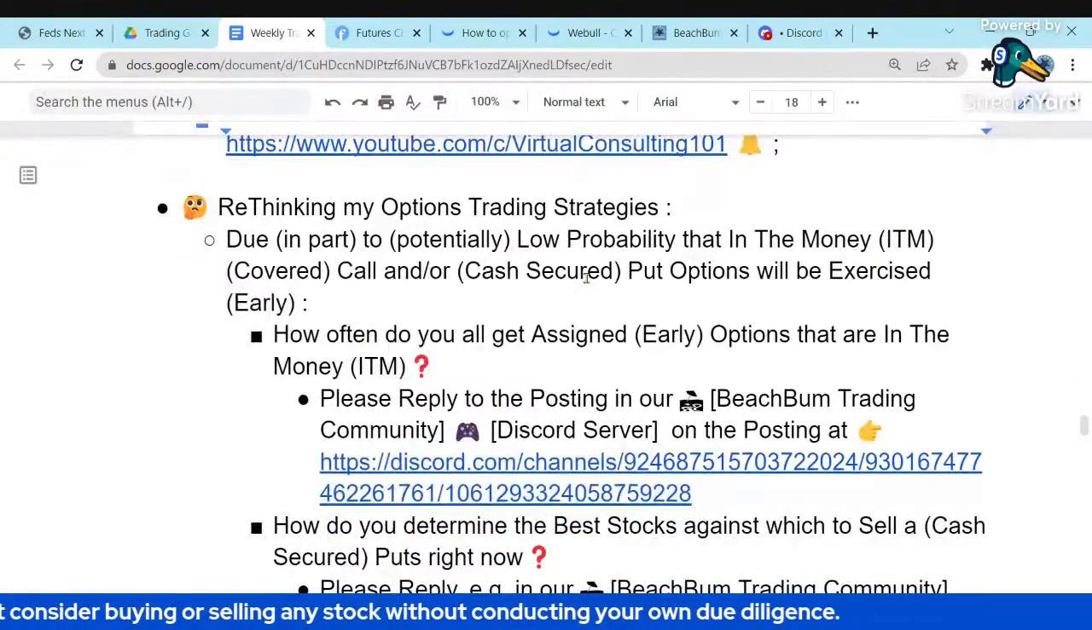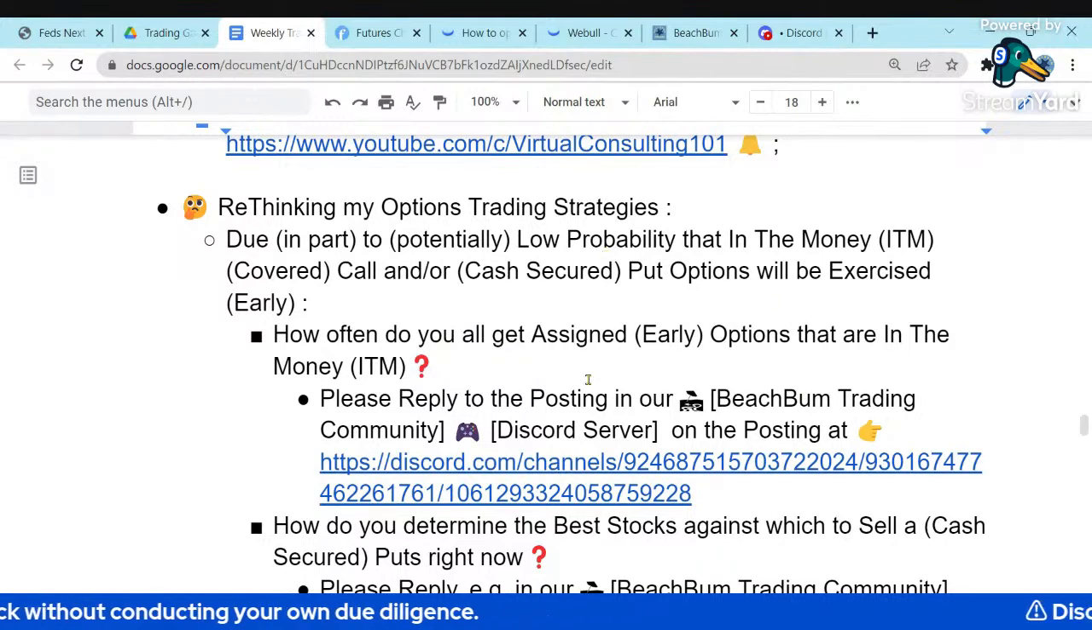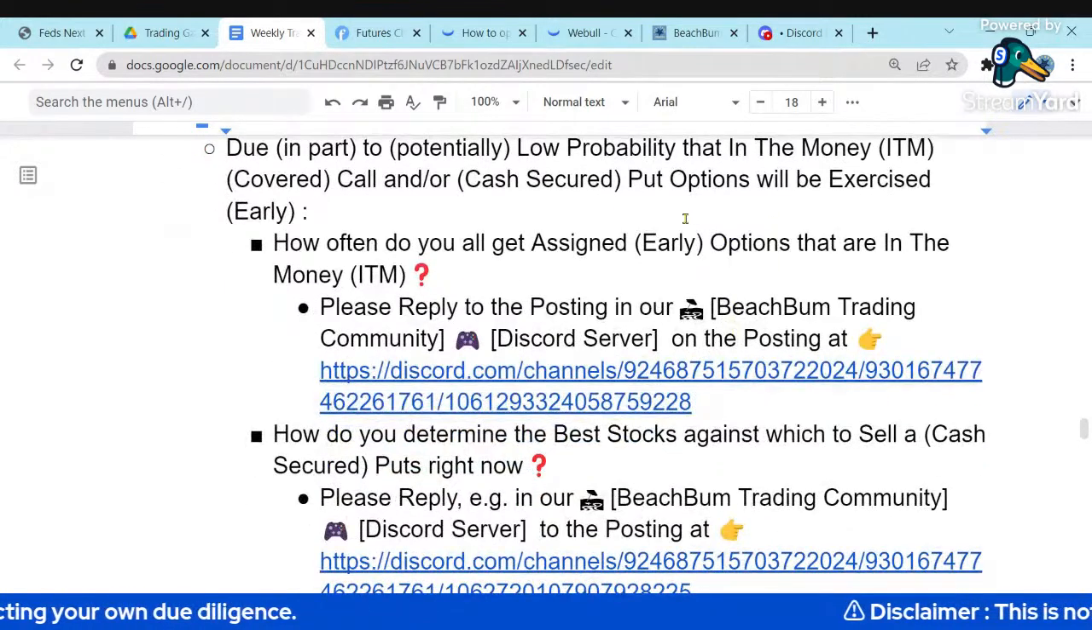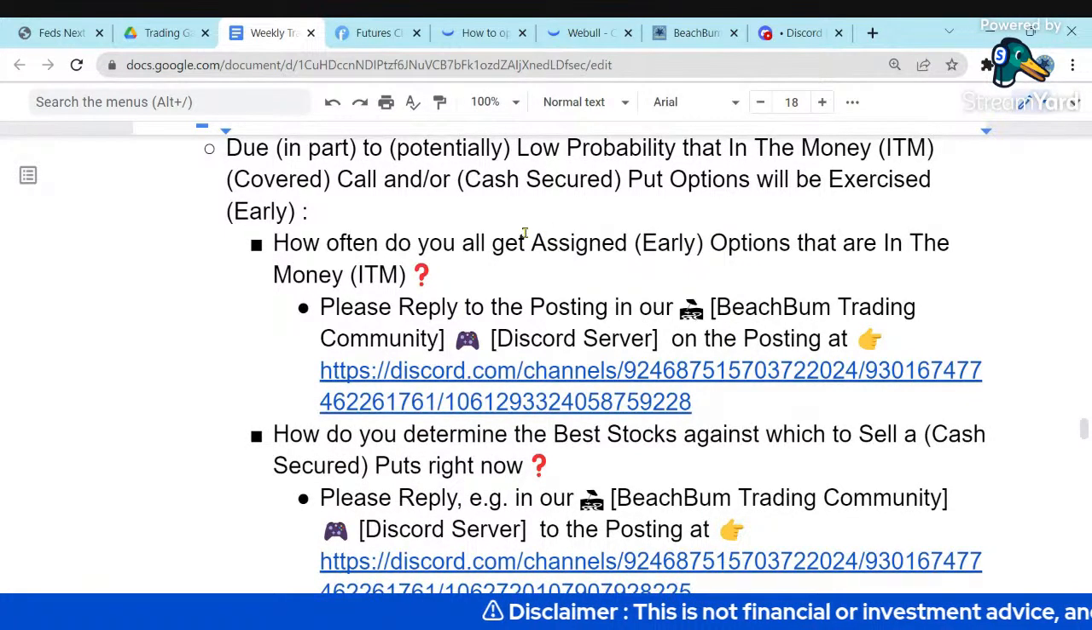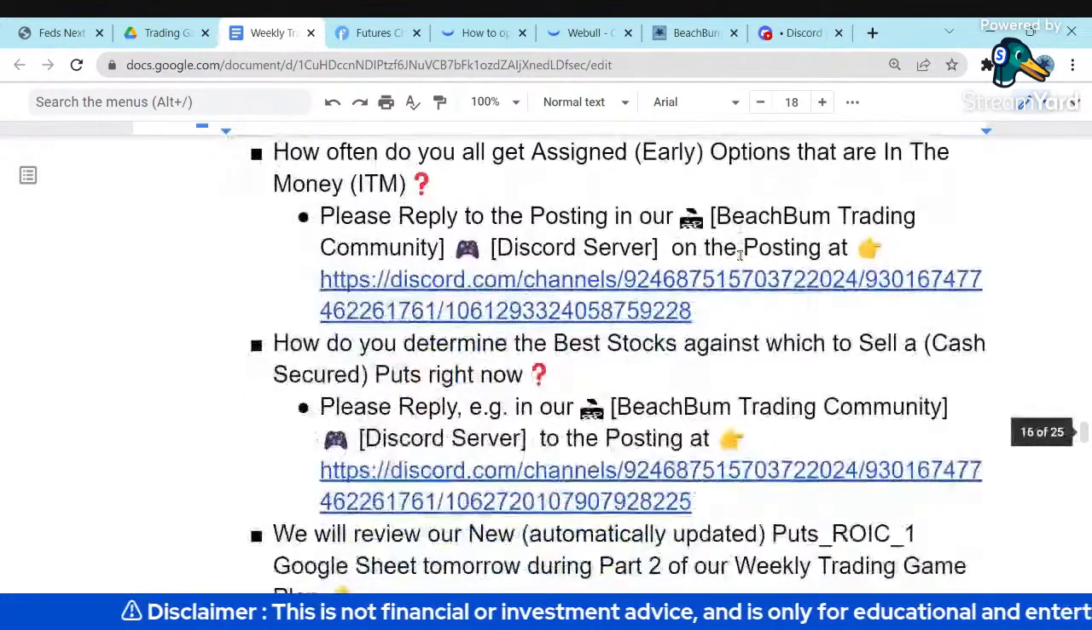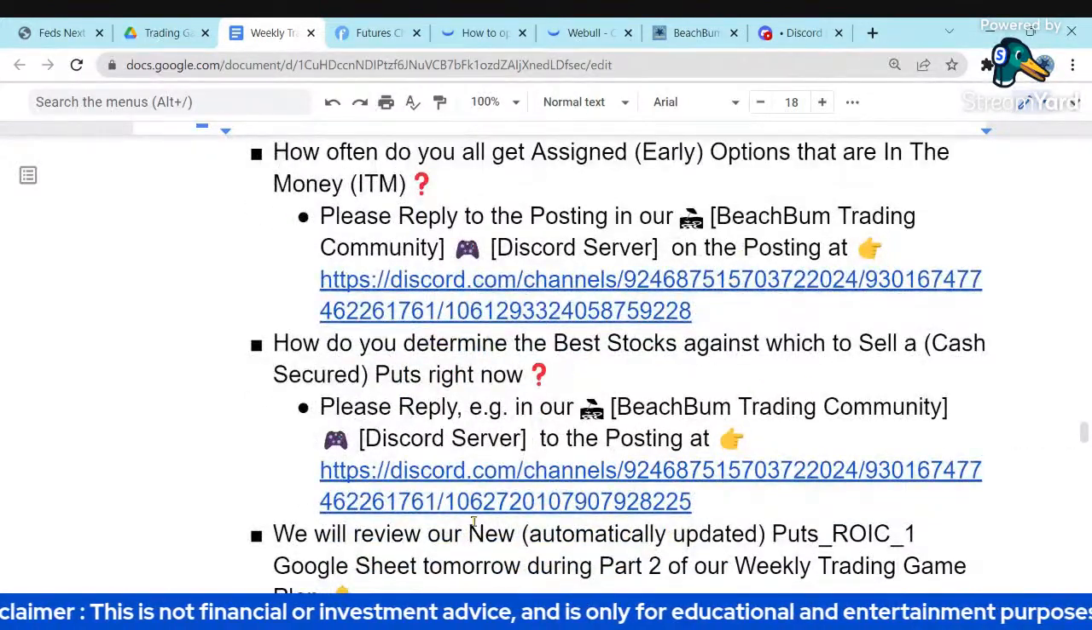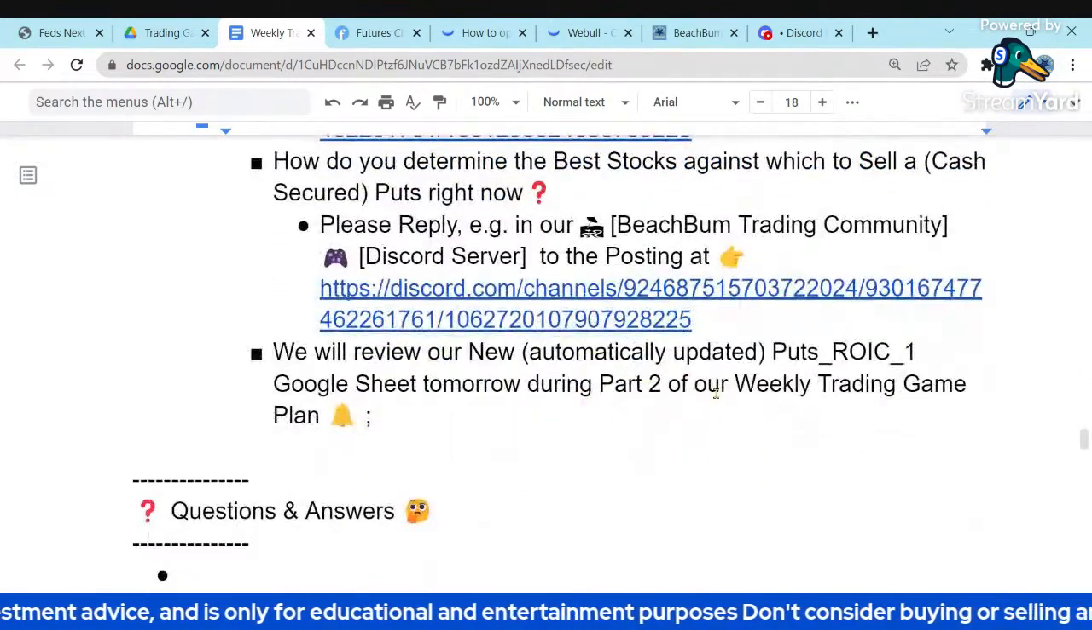And we're rethinking and building systems and automation around supporting these trading strategies. We'd love to have your input and feedback in our Discord, your experience with options. How often have you seen them get assigned early? How do you determine the best stocks against which to sell puts?